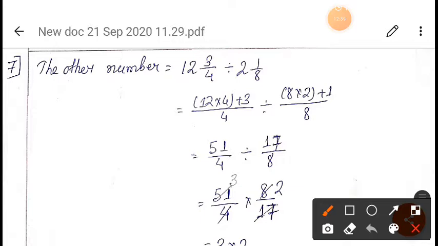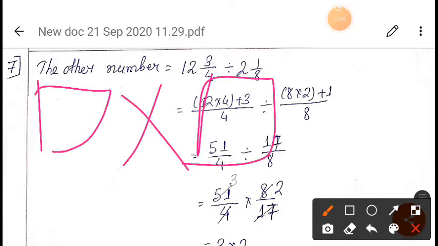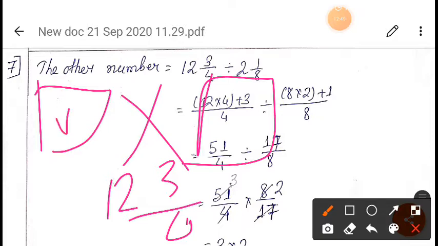One number is the product of two numbers, same thing. One number is here, this number is here, multiplied by this. The product of two numbers is given as 12 3 by 4, and one number is given here as 2 1 by 8. We have to find the other number. Suppose this one we have to find.